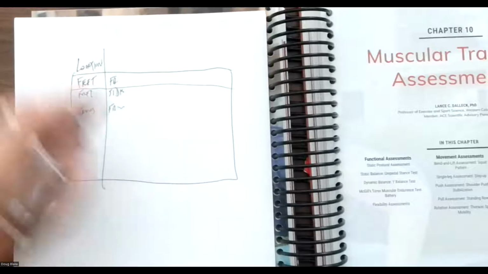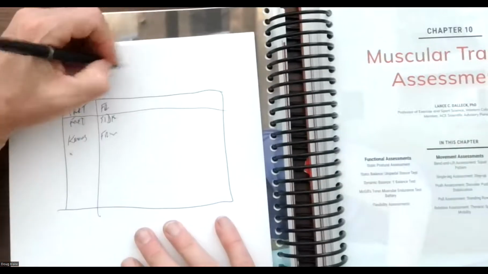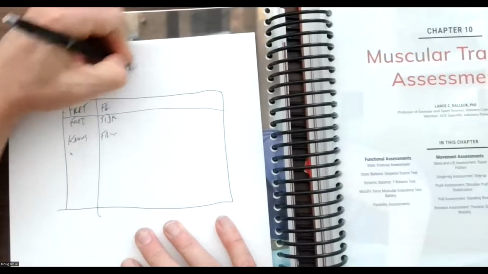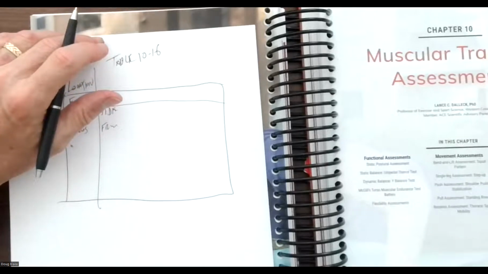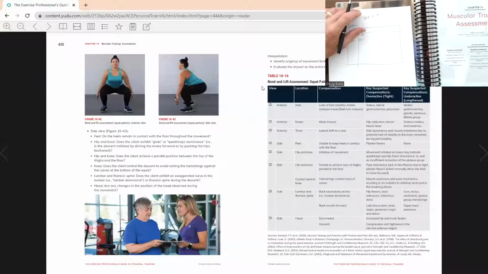At the feet again, I'm staying at the feet. And now I can see and understand the entirety of the compensations that occur at the ankle and the foot. That makes sense. Okay, then you do the same thing with the knee and the pelvis. And by the way, that's sort of the essence of, give an overhead shot. So that is basically the essence of how I would rewrite this table 1016, right? And that was the bend and lift assessment squat pattern, and that's basically what you're seeing here on page 430.